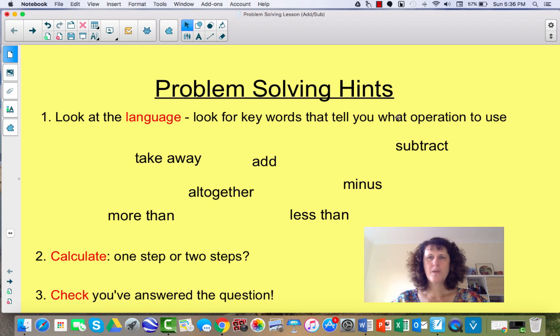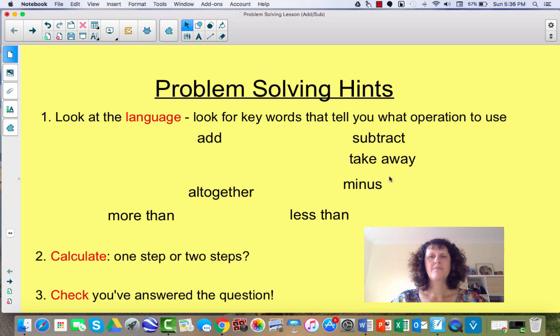Look for key words that tell you what operation to use. Today we're just considering addition and subtraction. So I've got some group of words here that you'll come across that are common in problems, and we're going to just put them according to their headings: add or subtract. So take away you will have heard before, and that means subtract. Minus is also in the correct place there, that also means subtract. And less than also means subtract. So if you see take away, minus or less than, that means you should use subtraction.